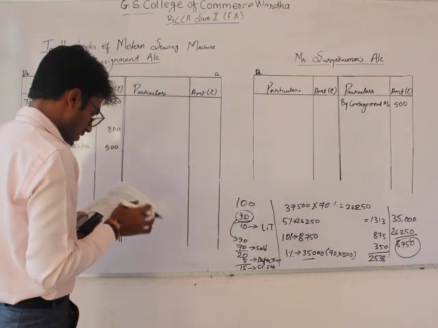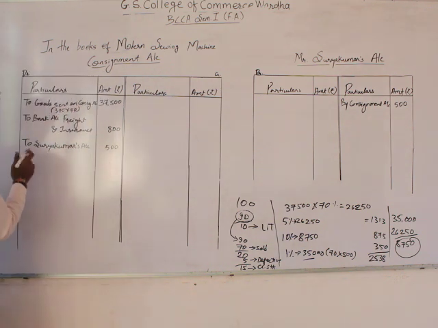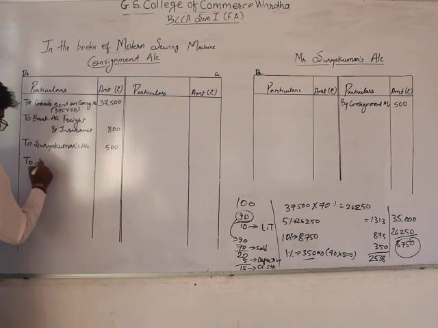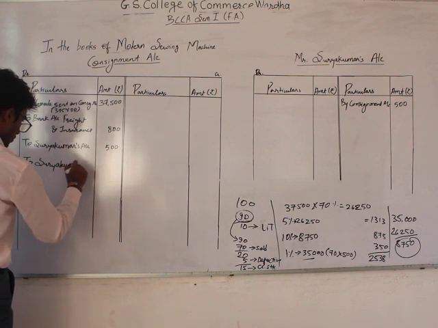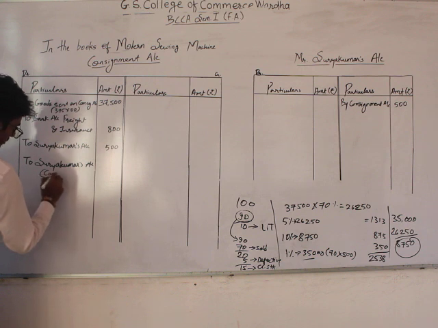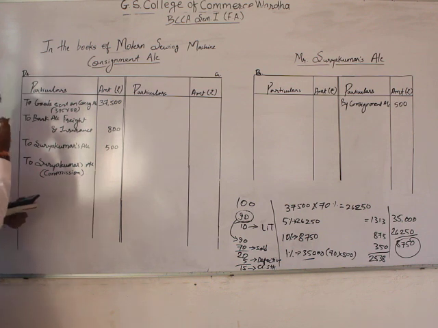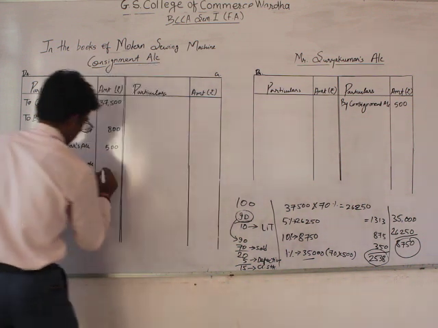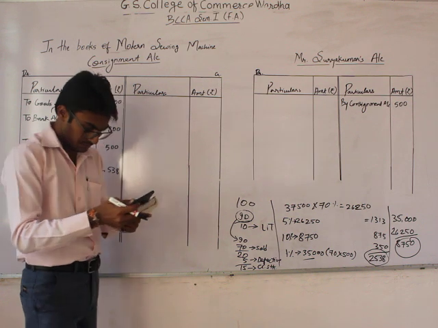So this is our expense, and expense should be treated on the debit side. So here, to Surya Kumar's account, commission, and the amount will be 2,538. Okay, done.